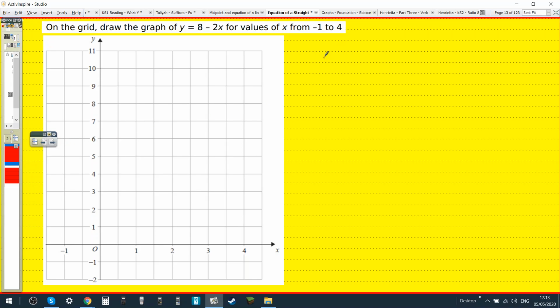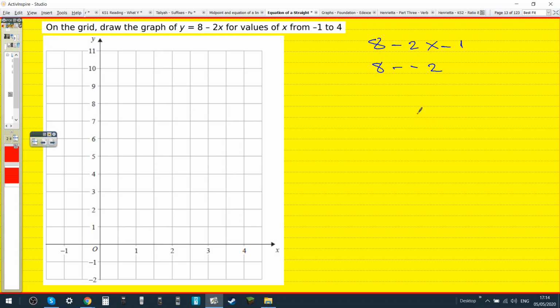Please draw the graph of y equals 0. Okay, so it will be 2 times minus 1. 2x times minus 1 is 2 times minus 1, which would be minus 2. Just minus 2. Yeah, and so you've got 8 minus minus 2.